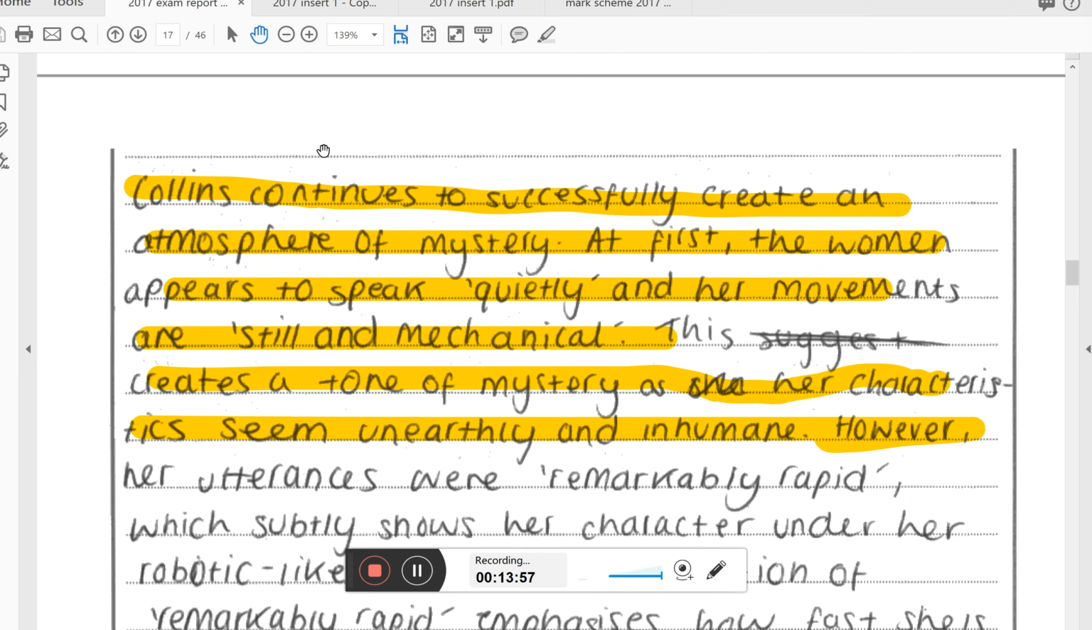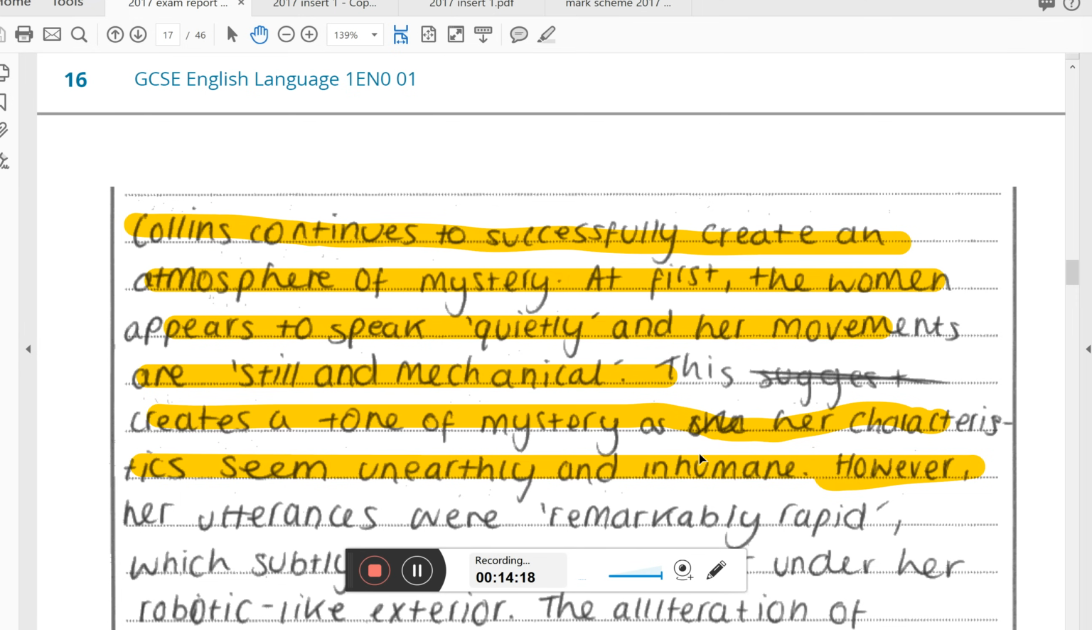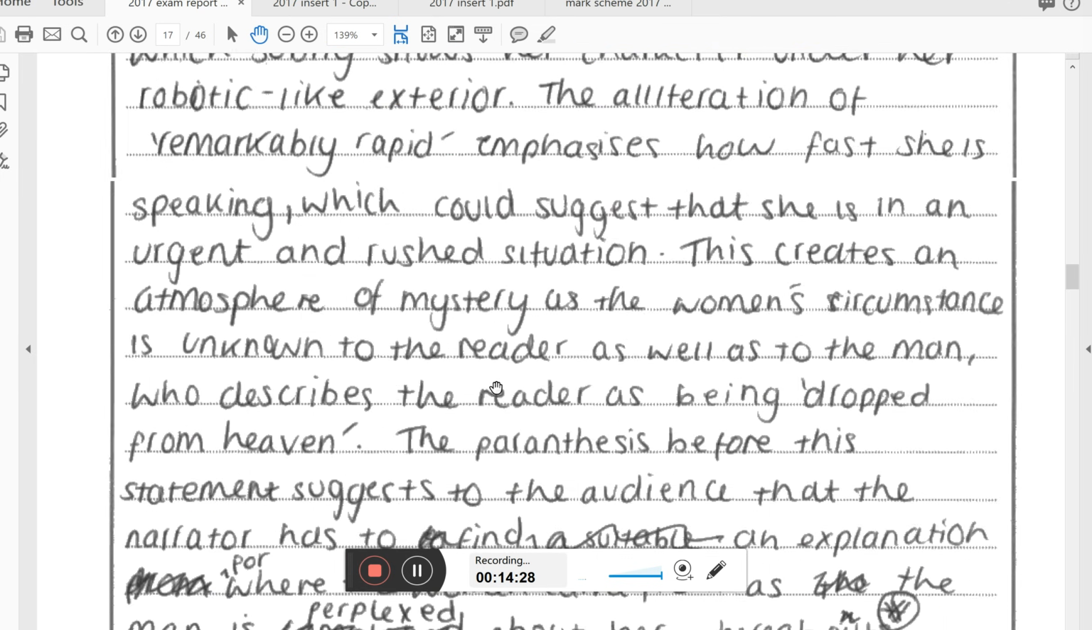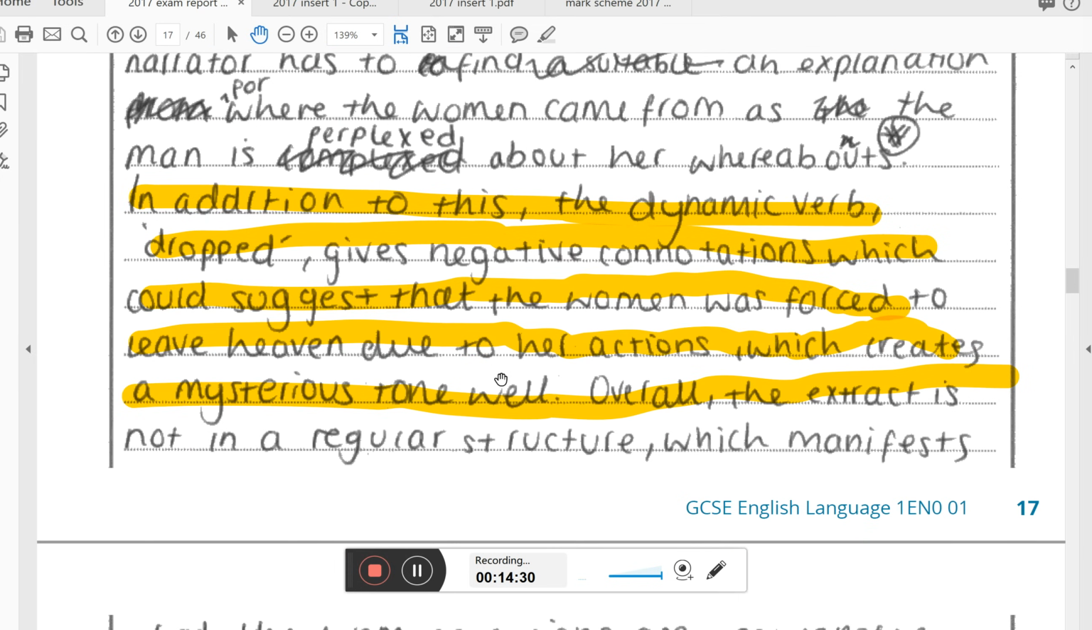And here we are. They've remembered to put in the evaluative word. So try and pop these in as much as you can as well. "Collins continues to successfully create an atmosphere of mystery. At first, the woman appears to speak quietly and her movements are still and mechanical. This creates a tone of mystery as her characteristics seem unearthly and inhuman." Okay, so again, he or she has explained why quietly and still and mechanical are mysterious. They haven't just assumed that the examiner would know that.